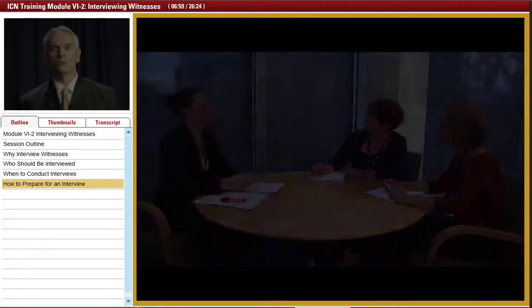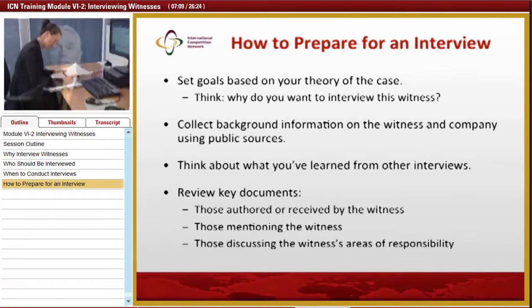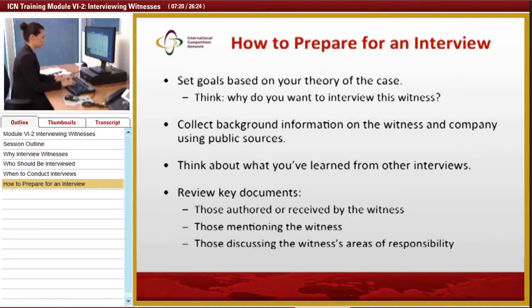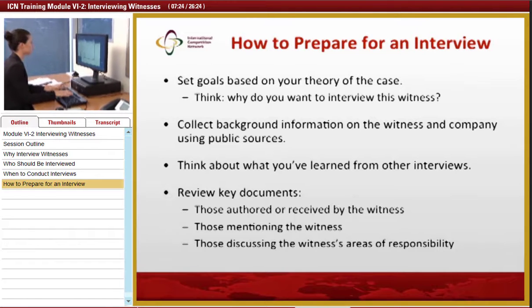Yeah. One way to think about this is to think, why do we want to interview this witness? What's this witness likely to know, and how does this witness fit into our broader investigation? The next thing you want to do as you prepare is to collect background information on the witness and the company that you're investigating using public sources. Today there's a great deal of information available on the internet, and you should run internet searches routinely as part of your investigations.